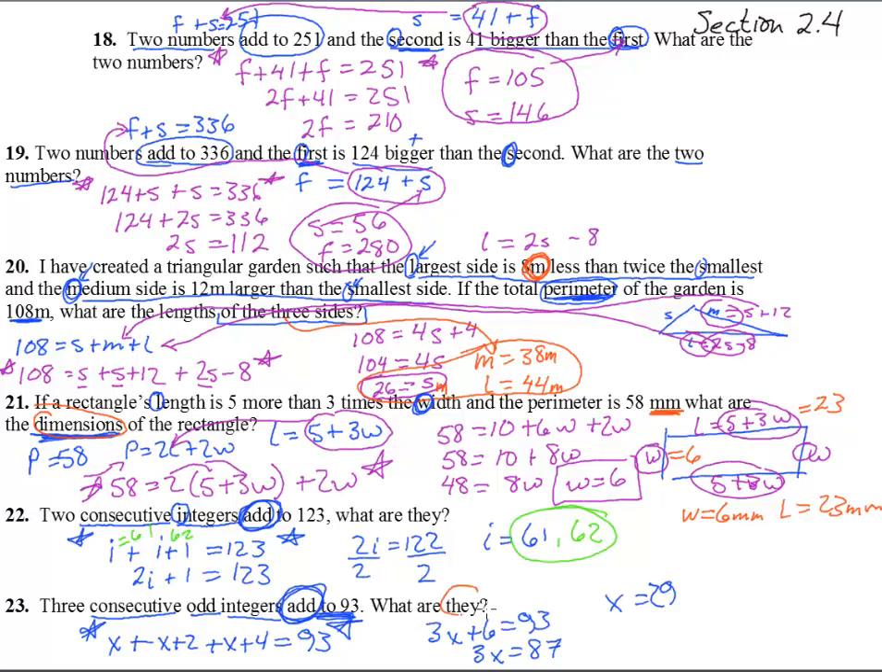Now notice we are not done. It says what are they, the 3 numbers. So we got 29 here. Then the next odd one up, the next consecutive odd, is 31. And the next one up is 33. So 29, 31, and 33, those are our 3 integers. Good.